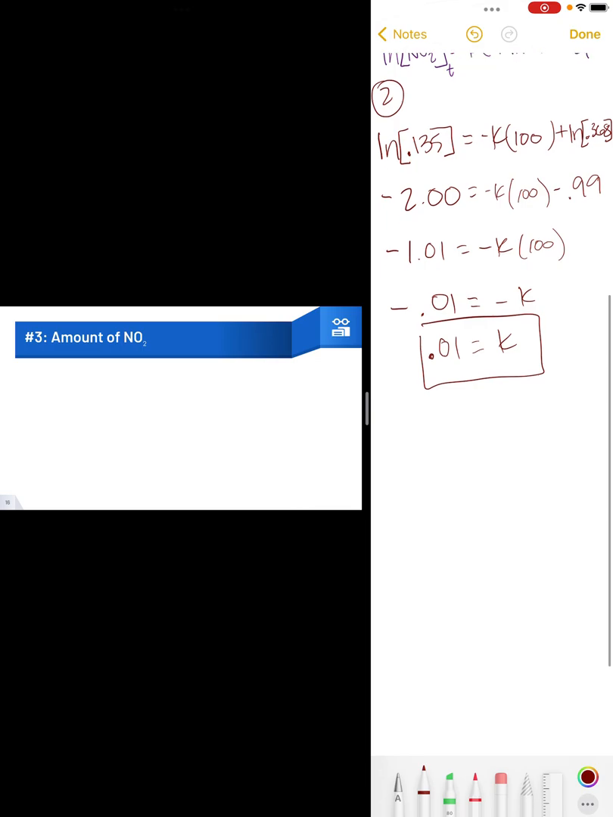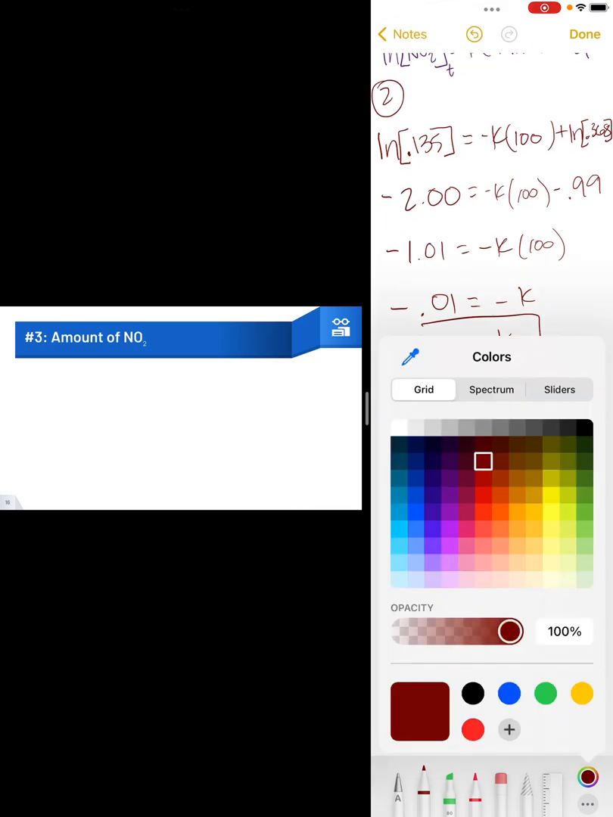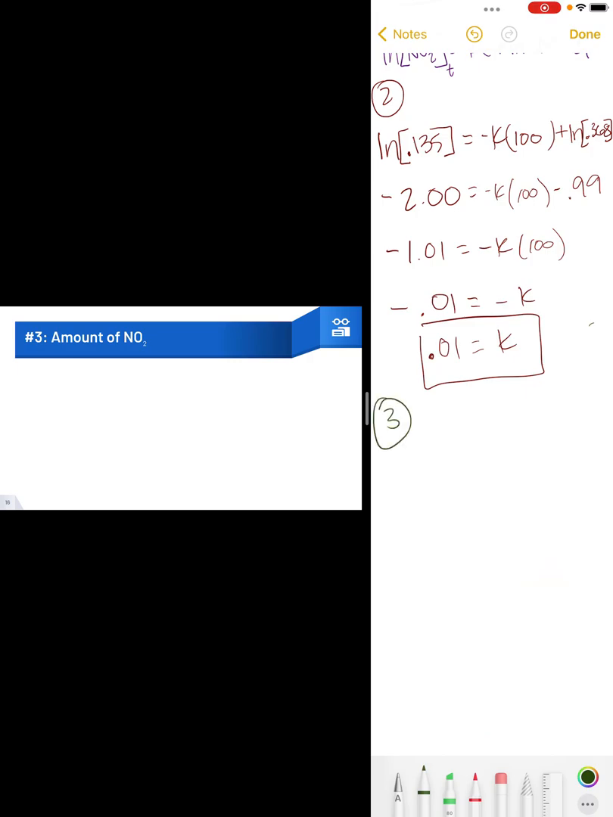Number 3. Switch colors again. Let's do green. Okay, number 3 says, what would the amount of NO2 be remaining after 6.2 minutes of the reaction progressing? Use appropriate units. So we cannot have minutes in this equation, so the first thing I'm going to do is convert that into seconds. And I'm going to use my same equation.